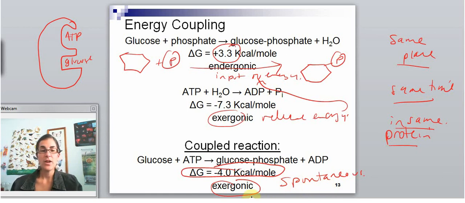So to summarize, the direction of reactions is determined by the free energy change. If there's a negative free energy change, that means that energy is released from the reaction and that energy can be used by other processes. If there is a positive free energy change, that means an input of energy is required. In order to make the reaction go in that direction, energy will have to be provided by some other reaction in the cell.